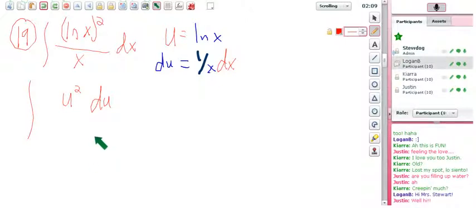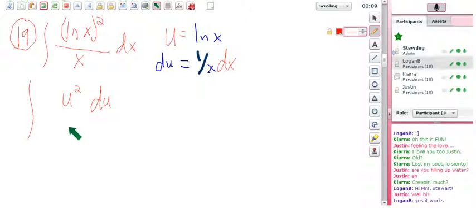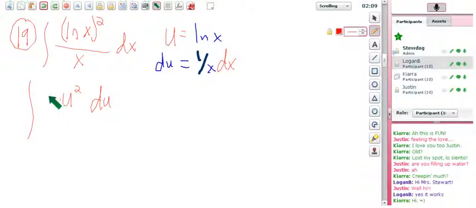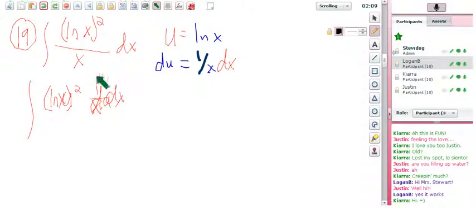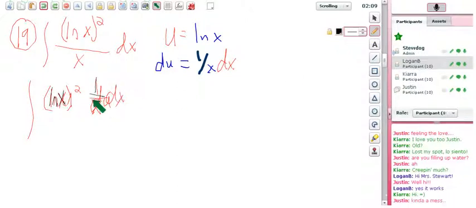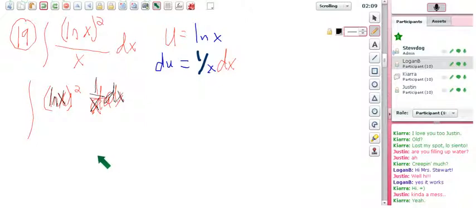So we got u squared there. Can we just put du there? Does that work? Yes, it works because u is the natural log of x, du is 1 over x. This is a terrible choice to use red again. Black. Natural log of x is u, and 1 over x dx is du. Yeah, it's kind of messy. But as long as you get the point, that's all that matters.